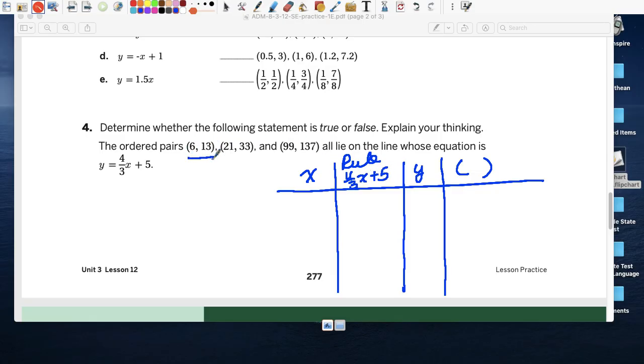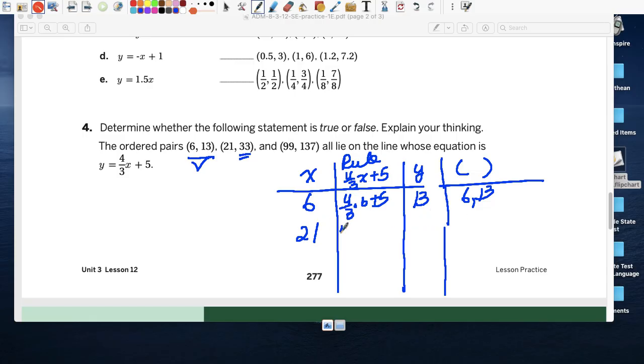So let's take the first pair, 6. When x is 6, y should be 13. So let's see if that's true. So we're going to take 4/3, multiply by 6, and add 5. 4/3 times 6, right? 1, 2. 4 times 2 is 8. 8 plus 5 is 13. Look at that. This one works.